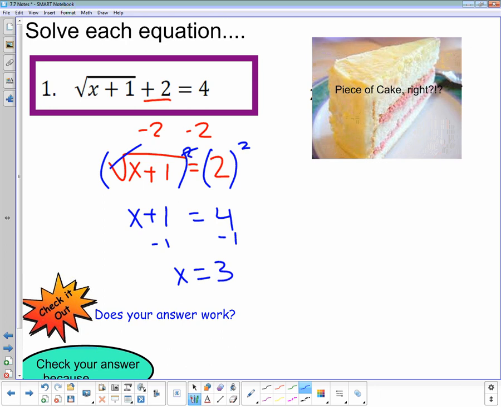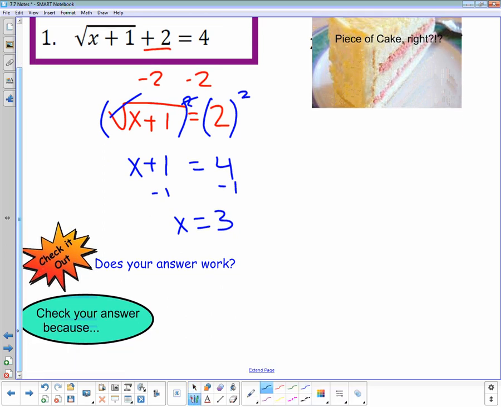Now, before you put a circle around that and decide that that's actually your answer, you have to check it. Radical equations are notorious for leading to extraneous solutions, which means they're solutions that you get after you square something or after you manipulate the equation somehow, but that it doesn't work in the original one. So I have to check my answer.